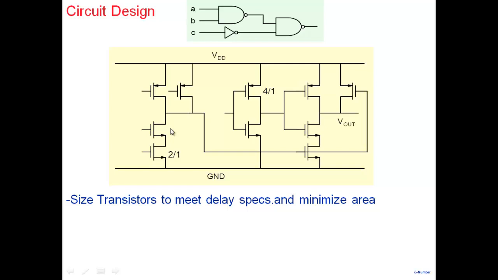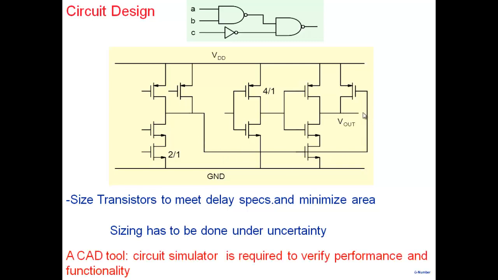How do you size it? The problem just gets out of control. You can't size a 400-transistor or a 1000-transistor circuit. Again, the whole problem is one of complexity, and sizing also has to be done under uncertainty, because sizing has to meet delay and area. At this stage, I don't have any information about my interconnects and all that. Again, a circuit simulator is required at this stage to verify performance and functionality.